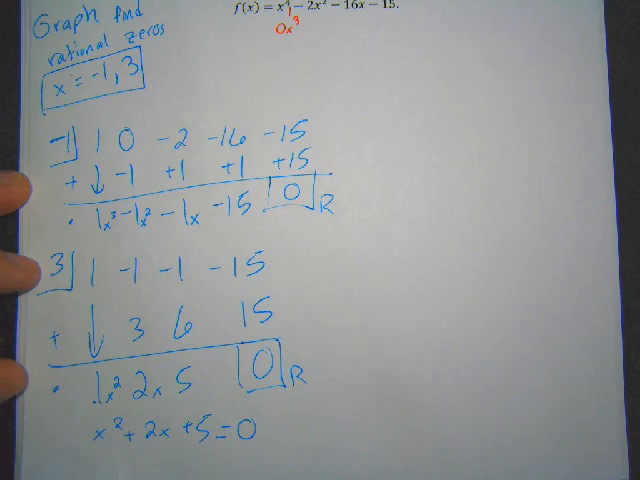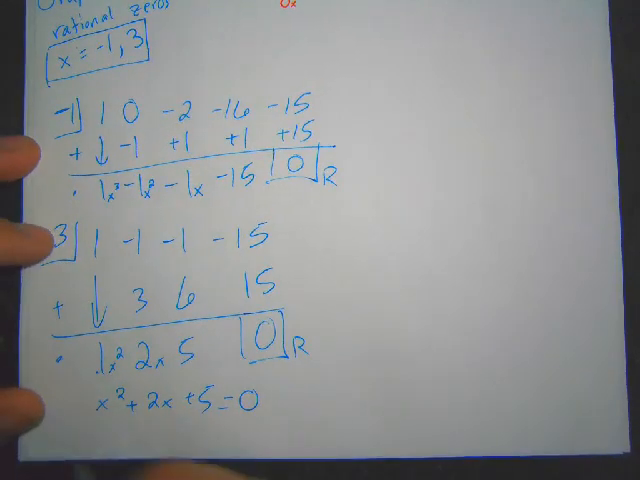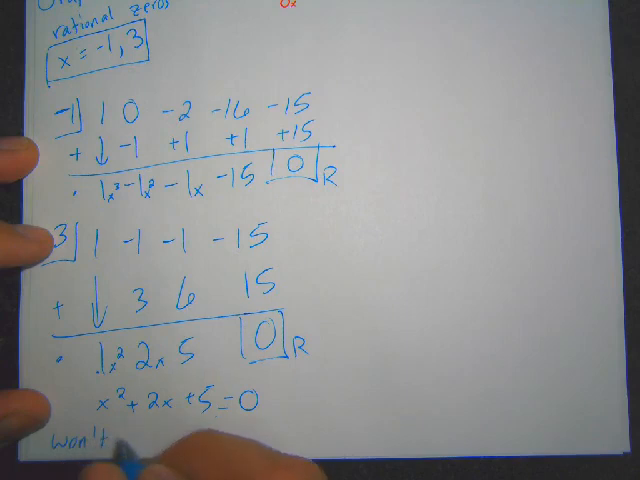Again, it won't factor nicely. Nothing multiplies for 5 and adds for 2, because 1 times 5 is the only thing that multiplies for 5, and 1 plus 5 is not going to give us 2. So since this won't factor, use the formula.